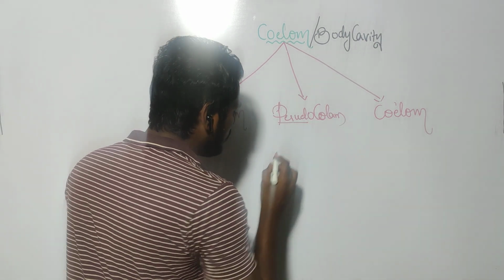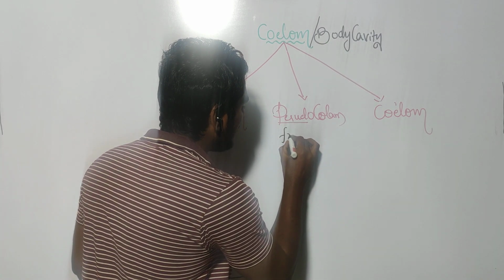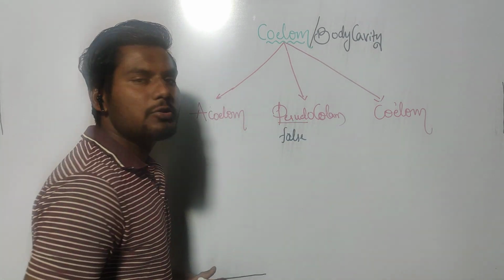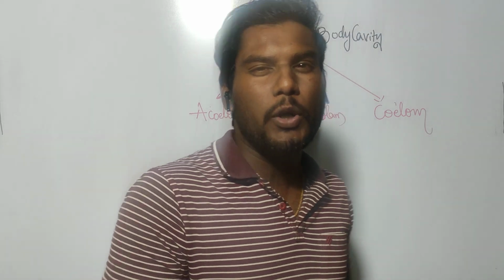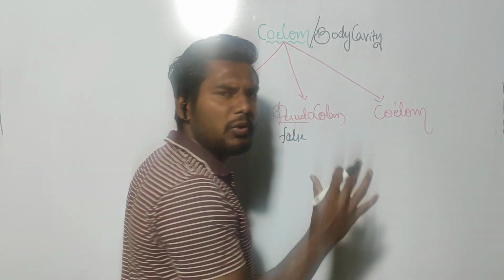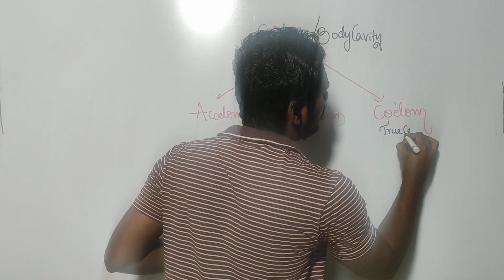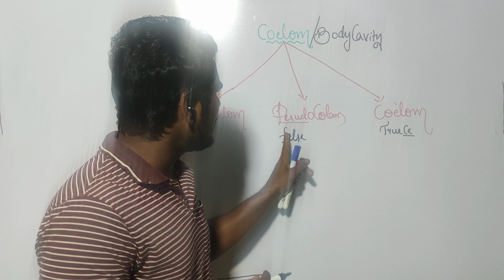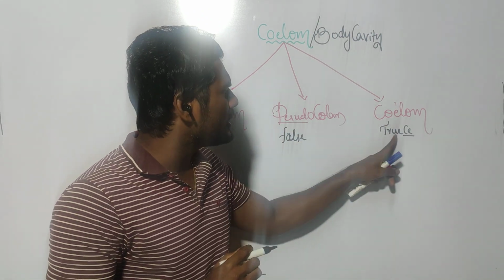What is the meaning of pseudo? Pseudo means false, a false body cavity. You may have heard of pseudopodia: pseudo means false, podia means foot, false foot. In amoeba we see pseudopodium. Now come to the coelom, which indicates a true coelom. Sir, acoelom means the body cavity is absent, then what is the difference between the pseudocoelom and the coelom, that is, the false coelom and the true coelom?